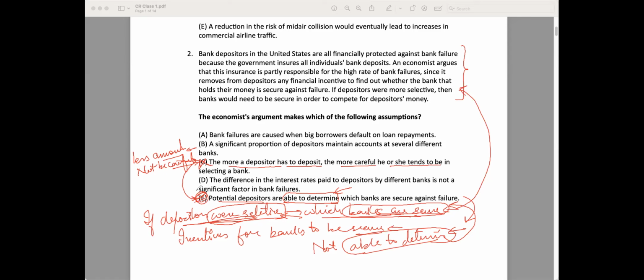Is that clear, everyone? I think everyone picked E for this. Yeah. So that's the reasoning behind it. That's why this is the assumption. Okay. Any doubt whatsoever here? Let me know. Sir, what should be the ultimate conclusion of this argument? Ultimate conclusion eventually is this insurance is partly responsible for high rates of bank failure.